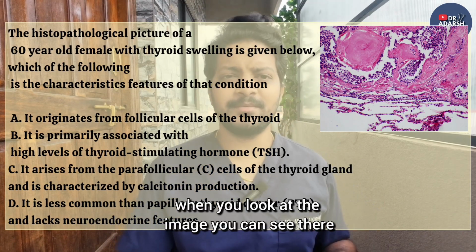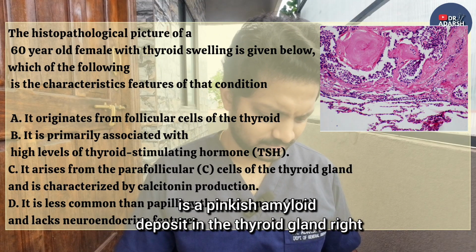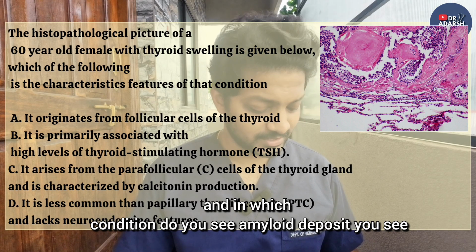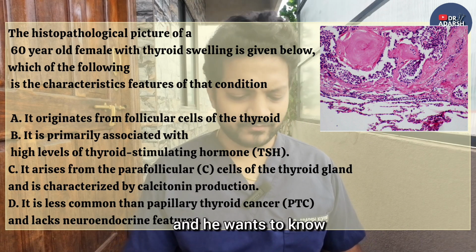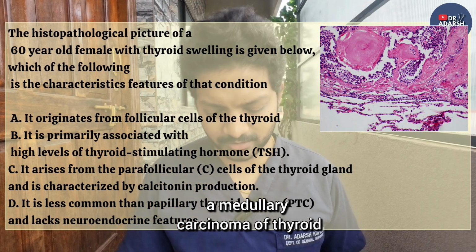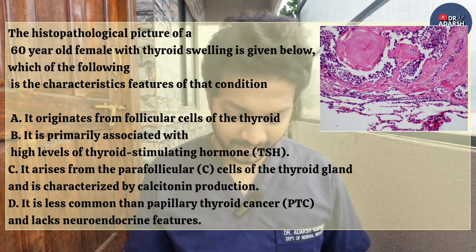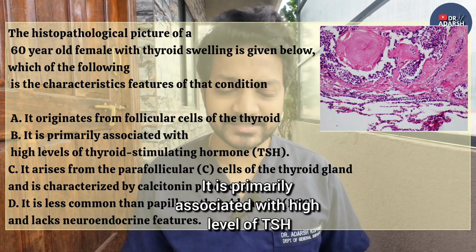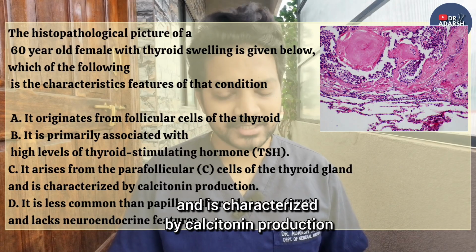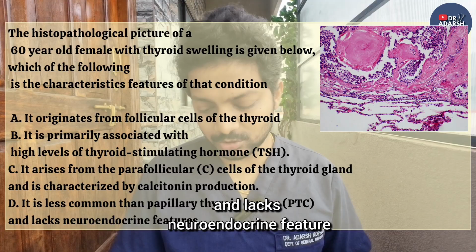So when you look at the image, you can see there is a pinkish amyloid deposit in the thyroid gland, right? And in which condition do you see amyloid deposit? You see that in medullary carcinoma of thyroid. And he wants to know what is the most characteristic feature of a medullary carcinoma of thyroid. So let's look at the options here. It originates from follicular cells of the thyroid. It is primarily associated with high level of TSH. It arises from parafollicular C cells of the thyroid gland and is characterized by calcitonin production. Or it is less common than papillary thyroid cancer and lacks neuroendocrine feature.